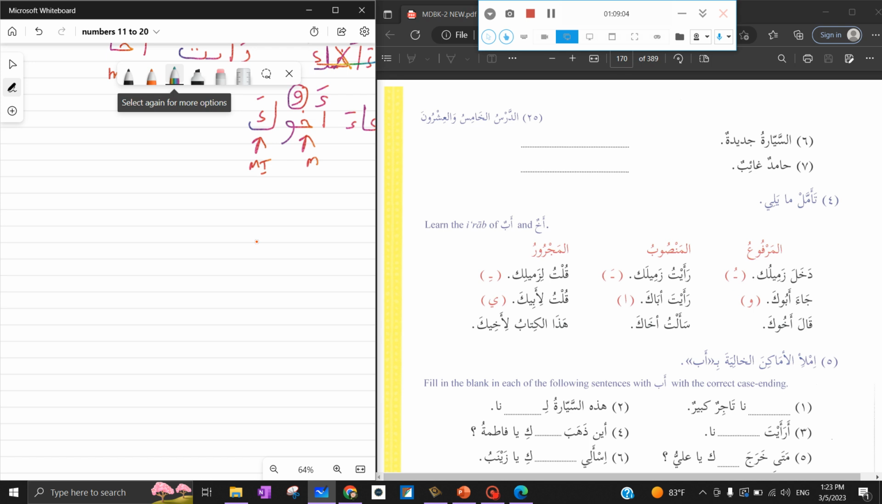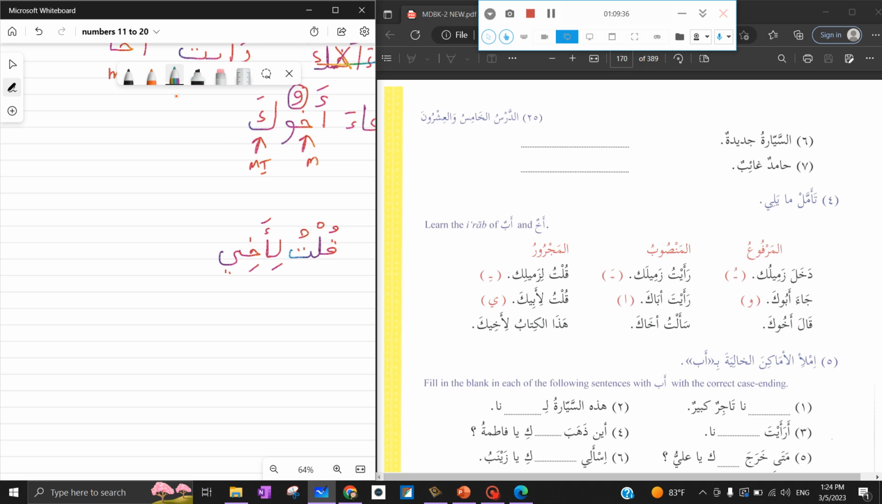Now qultu, you say qultu li. Now if there is a harf jar, what is it? Li akhika. Li akhika. So how will you write? Li akhi will be with a ya. Akhi. Why? Because this is a harf jar.